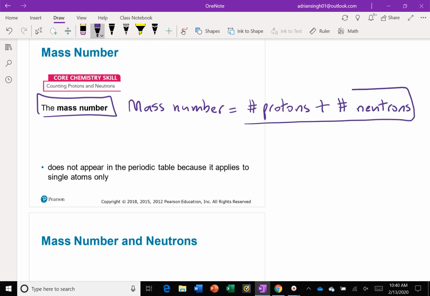Right? So we're essentially counting the number of particles we have in the nucleus, because that's where the protons and neutrons are found. One thing to keep in mind is that the mass number does not appear on the periodic table. So you're not going to find that on a periodic table. This will actually be provided to you.